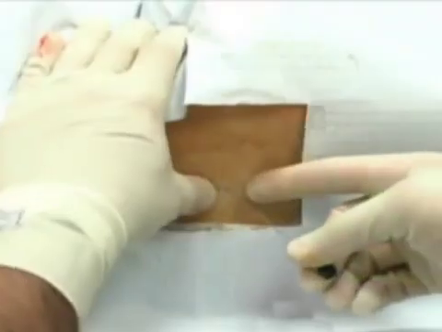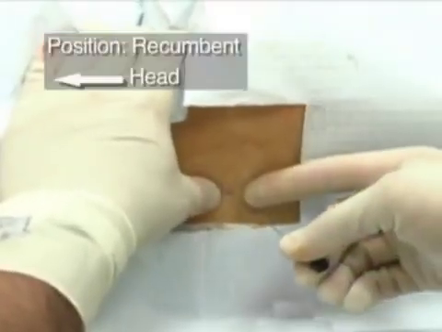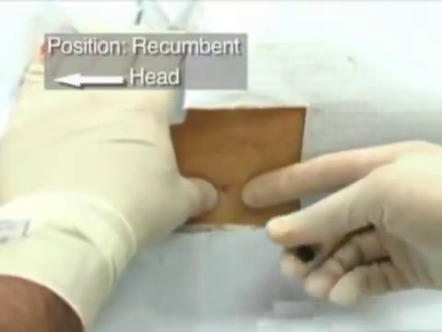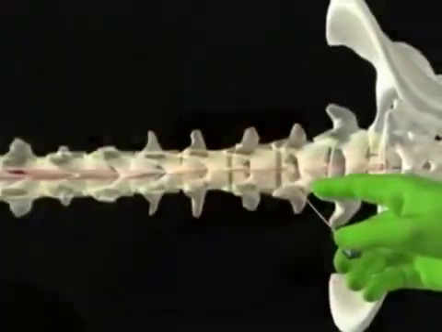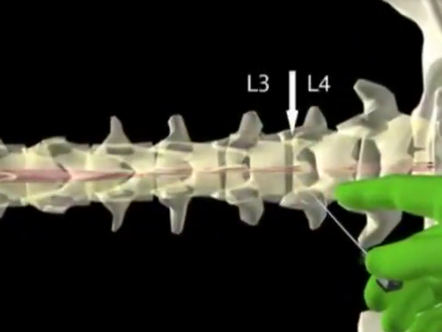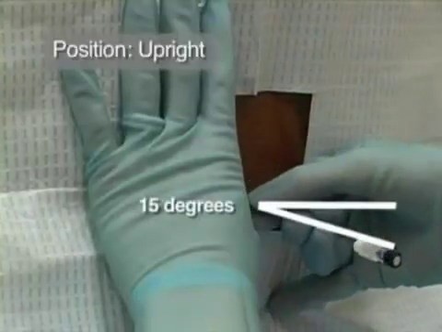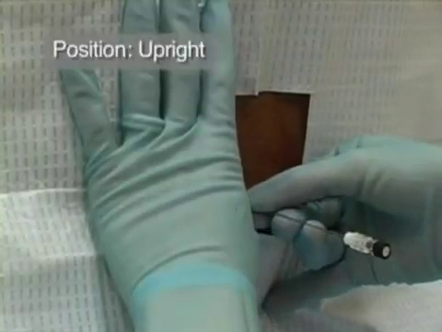Identify the anatomical landmarks once again, and insert the needle, with stylet firmly in place, in the midline at the superior aspect of the inferior spinous process, directing it at an angle of approximately 15 degrees, as if aiming at the patient's umbilicus.